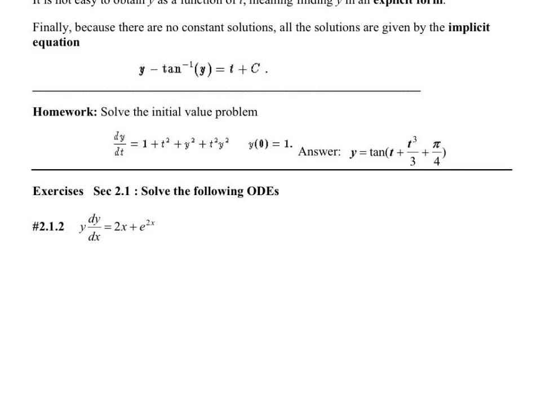Another exercise is this, which is number 2 in section 2.1. You see, now this is a separable differential equation, and we don't have to think here of a product of a function of x and a function of y. It can be seen to be separable without thinking of a product, because you can keep the y here and bring the 2x plus e^(2x) with the dx to the other side, which means the separation can be seen.